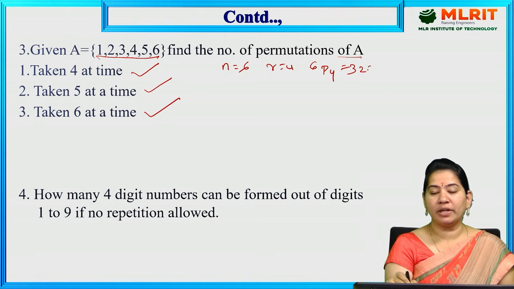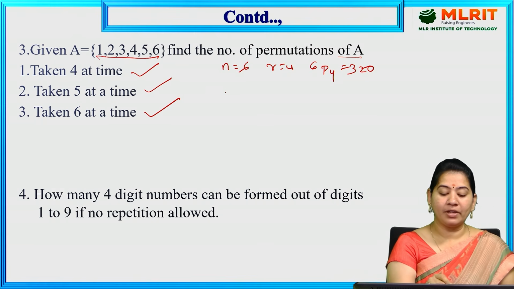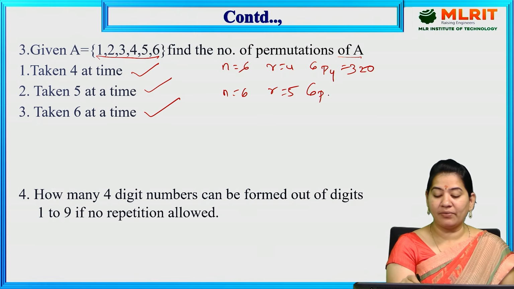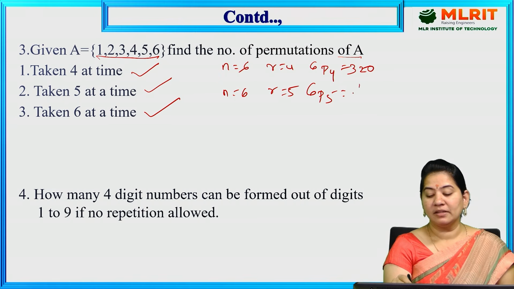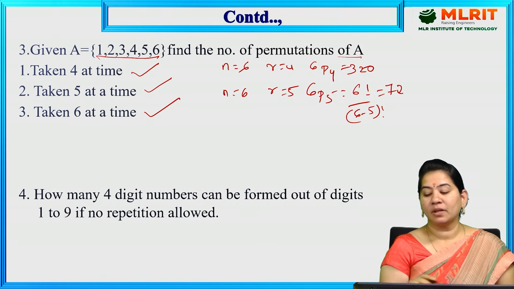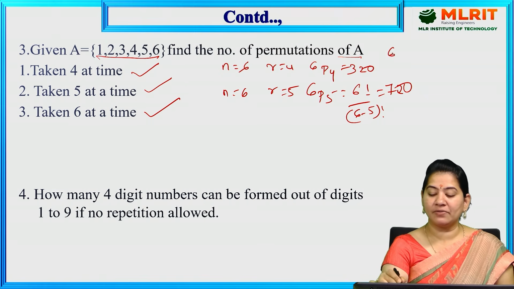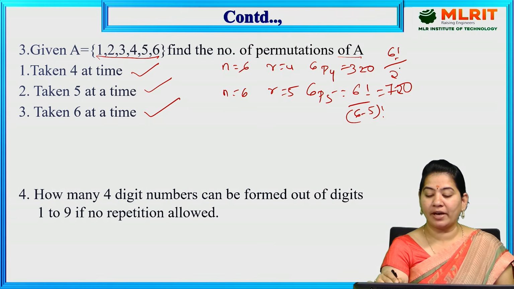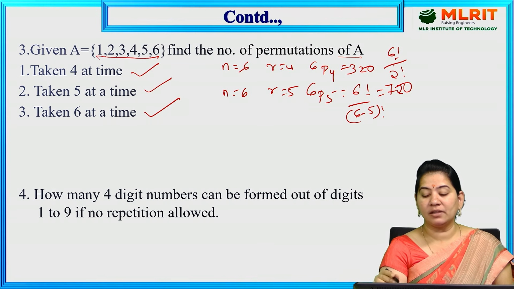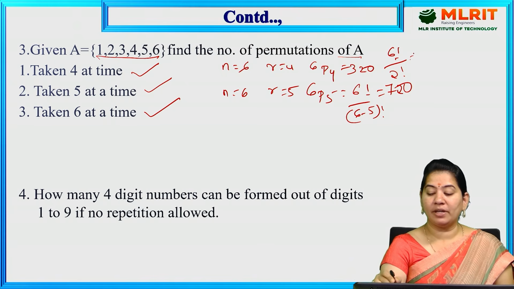So 6P4 you will get 360. And taken 5 at a time, n is equal to 6, r is equal to 5, so this is 6P5. 6 factorial by (6 minus 5) factorial, which is 1 factorial, then you will get 720. In the same way, for the first one also, 6 factorial by (6 minus 4) factorial, which is 2 factorial. So the 2 will get cancelled, then you will get the answer.